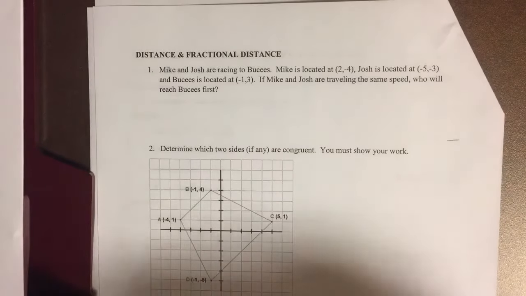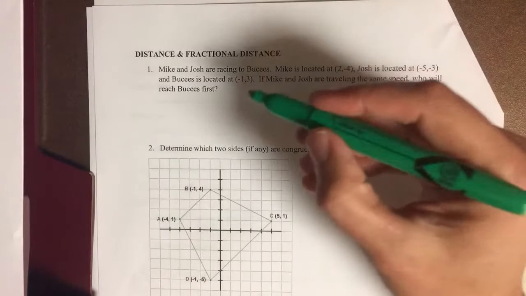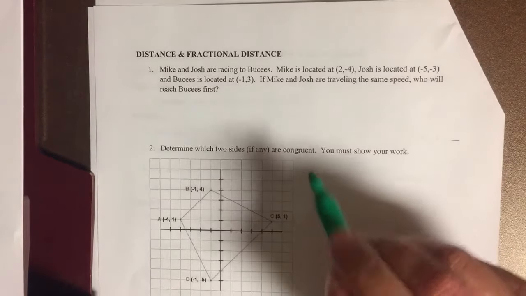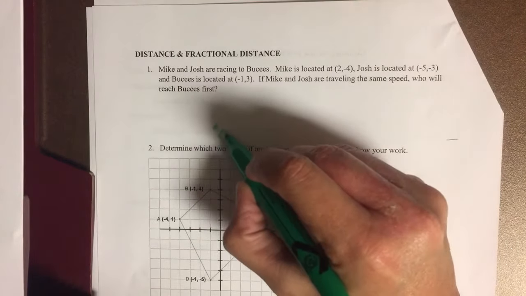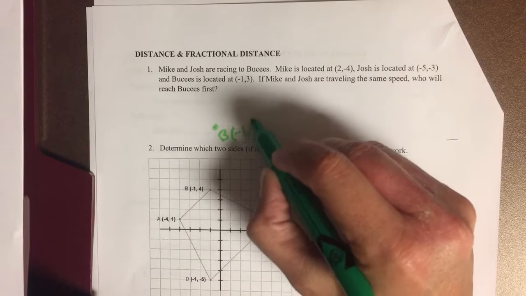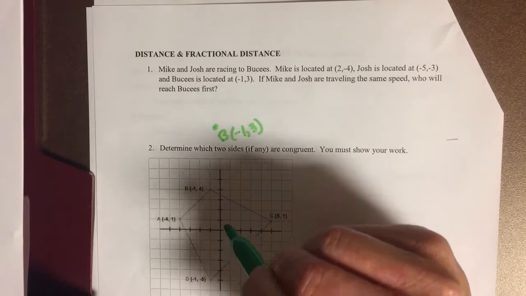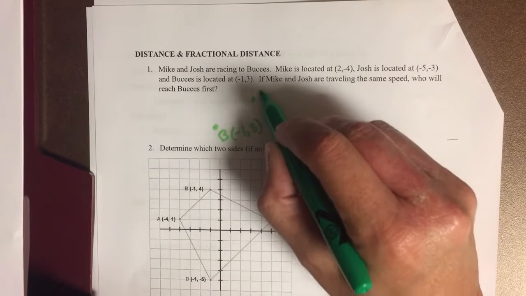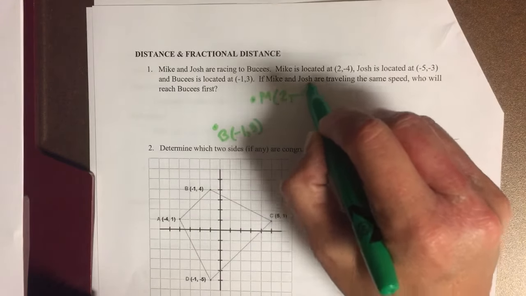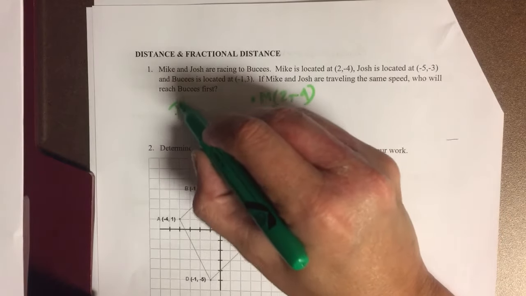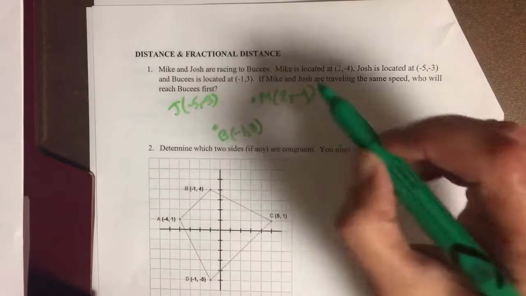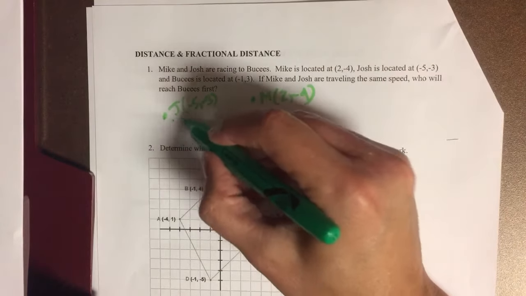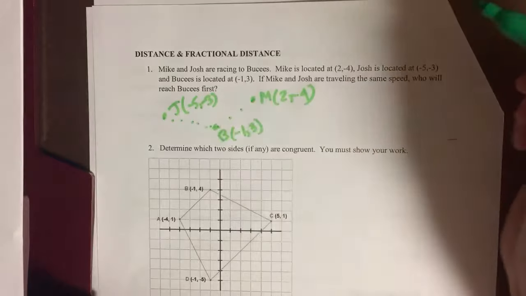So let's look at what we have. We've got Mike, Josh, and Buc-ee's. I'm going to put Buc-ee's right here. Buc-ee's is at -1, 3. These are not going to be accurate based on where they would be on the coordinate plane. I'm just going to say that right now. We have Mike, who's over here at 2, -4. And we have Josh, who is over here at -5, -3. Who is going to get there first? Is Josh going to get there first, or is Mike going to get there first?